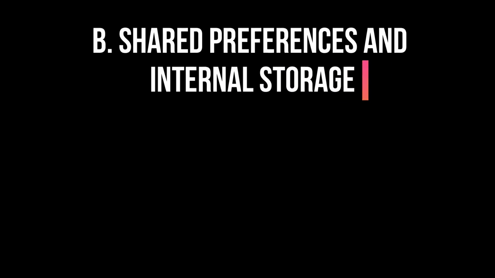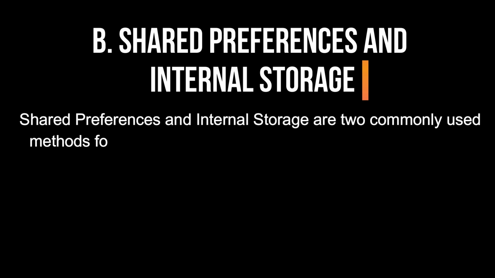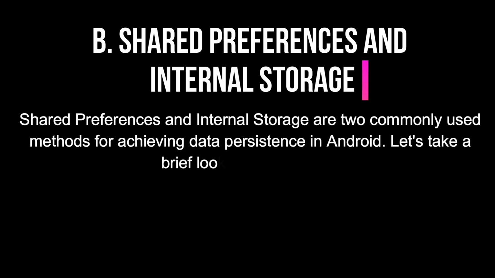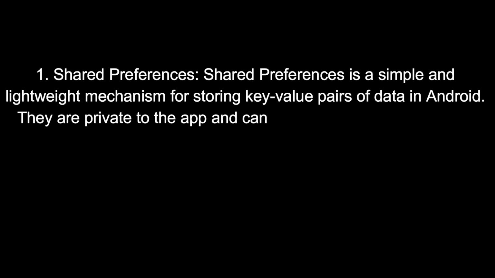B. Shared preferences and internal storage. Shared preferences and internal storage are two commonly used methods for achieving data persistence in Android. Let's take a brief look at each of them. 1. Shared preferences. Shared preferences is a simple and lightweight mechanism for storing key-value pairs of data in Android. They are private to the app and can only be accessed by the app itself.